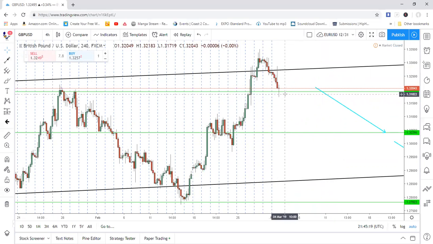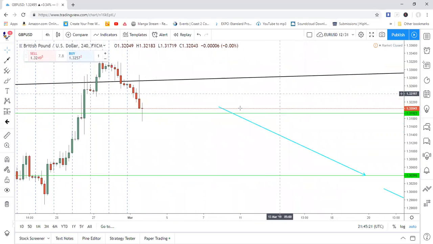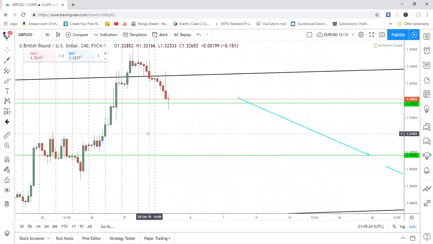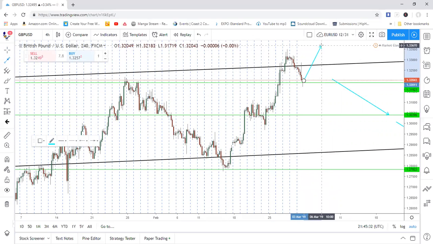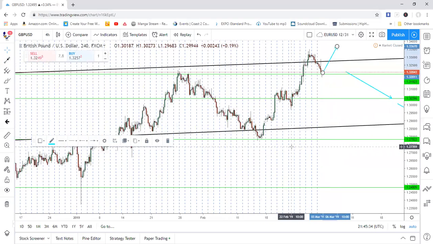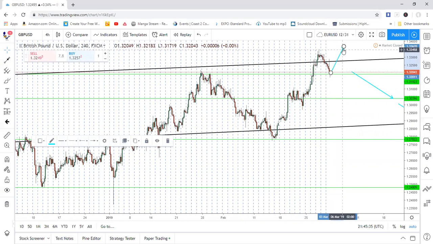So now we see a huge rejection right here. It looks like a doji. Yeah, it looks like it might just test off of this area and then keep going and just make the higher high like that, instead of just going through this trend line.